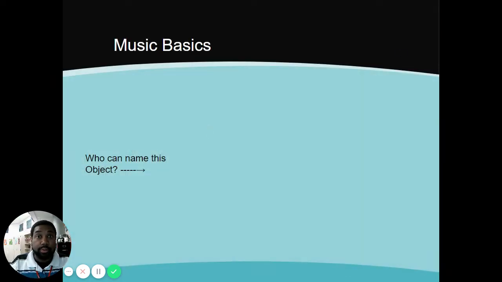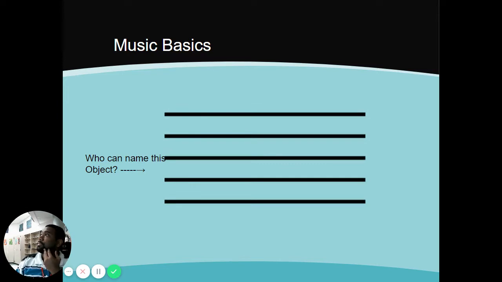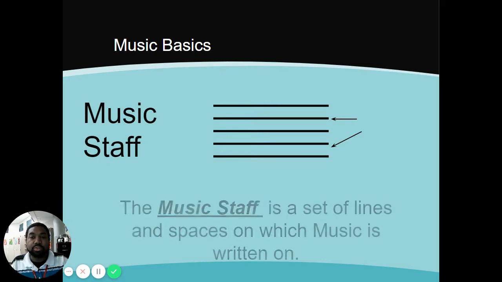First off, we're gonna do a little review. Tell me, who can name this object? Give you some time. Oh, come on, we talked about this all week. What is it? Very good, it is the music staff. Very good, the music staff.